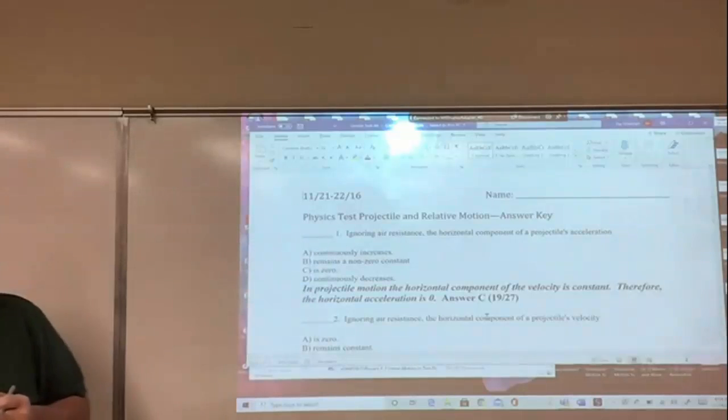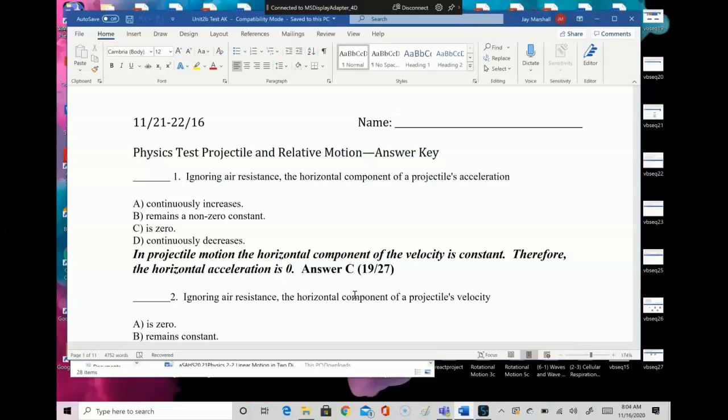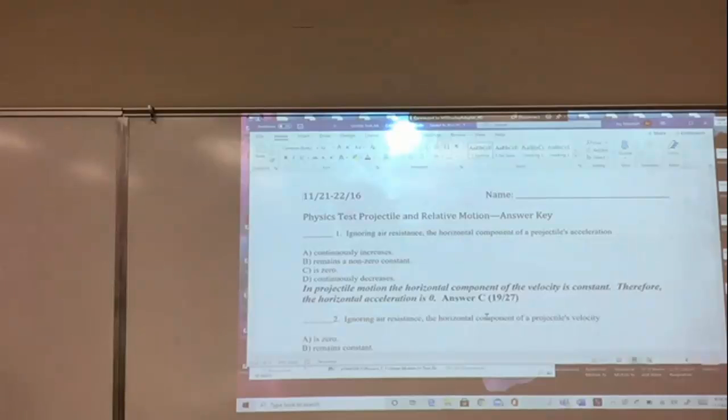I'm obviously recycling an old test. This is the answer key to that test. We're going to review through this, and like I said, I'll change a few things on here, but this will be basically the test.